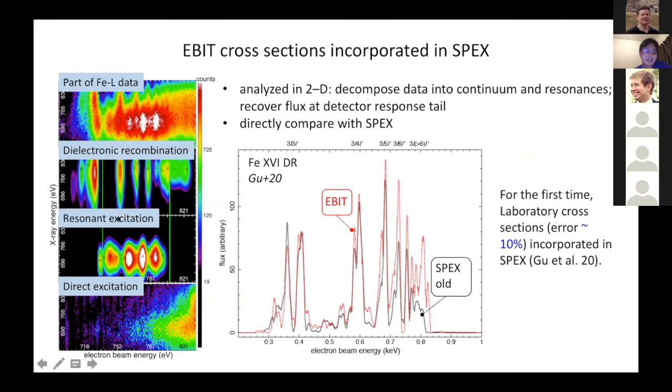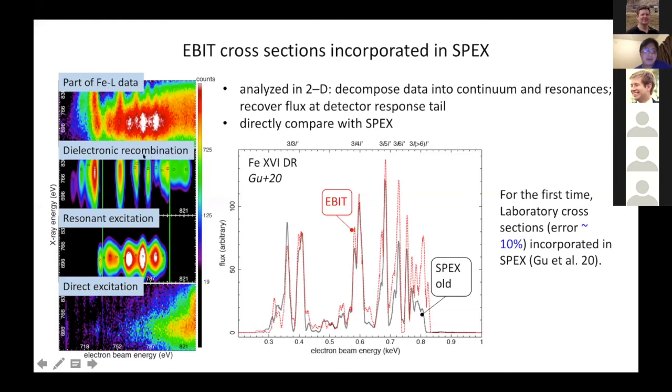And you can see in this figure, this 2D method can spatially decompose the data into a set of resonant peaks for different processes, and also the continuum direct excitation component. And this decomposition is not very easy with the classic 1D method.